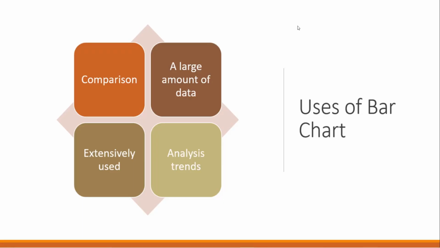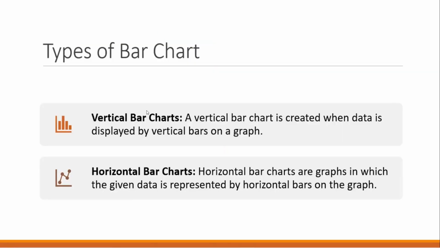The next reason to use a bar chart is that it is the most extensively used data representation method. As a result, it is utilized in a wide range of sectors, and it aids in the analysis of trends over an extended period of time also. So now we discuss the types of bar chart. So basically bar charts are divided into two types. The first is the vertical bar chart and the next is the horizontal bar chart. I will explain both of them one by one.